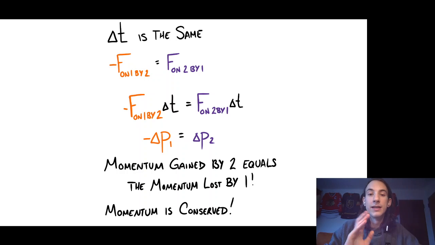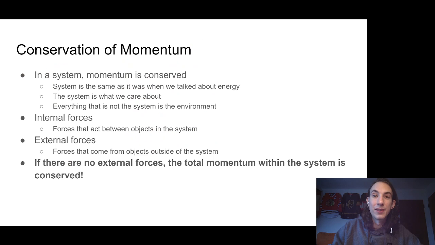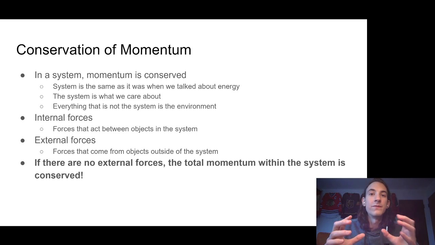So that's a huge idea. Instead of just being like, yes, it's conserved, here's where it comes from. It comes from the third law. So conservation of momentum, huge idea. We're saying in a system, momentum is going to be conserved. The system is the same as when we talked about it in energy. The system we define as what we care about. Everything else that's not part of the system, we're going to say it's the environment.